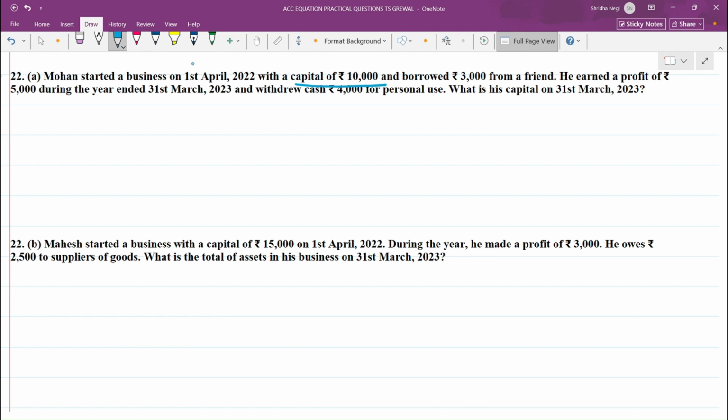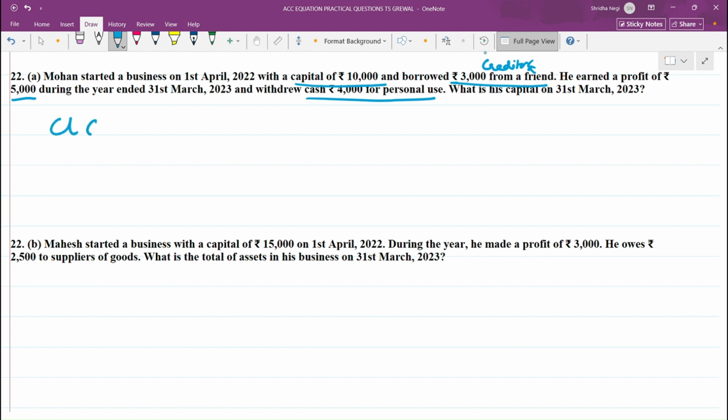तो capital कितनी है? 10,000 opening capital, and borrowed rupees 3,000 from a friend. तो this borrowing is what? He has to pay back to the friend. तो ये जो friend है वो उसका क्या है? मोहन का creditor है. It's a liability. He earned a profit of rupees 5,000 during the year end and withdrew cash for personal use 4,000. What is his capital on 31st March?